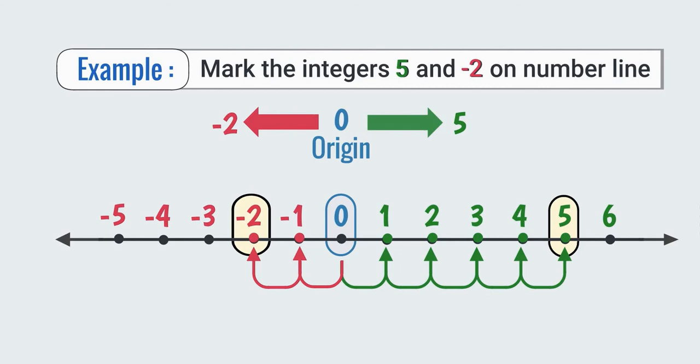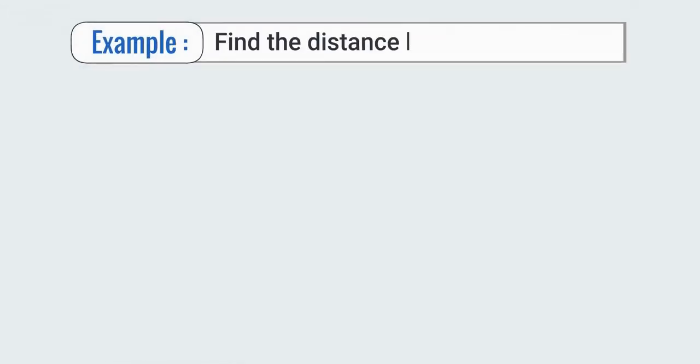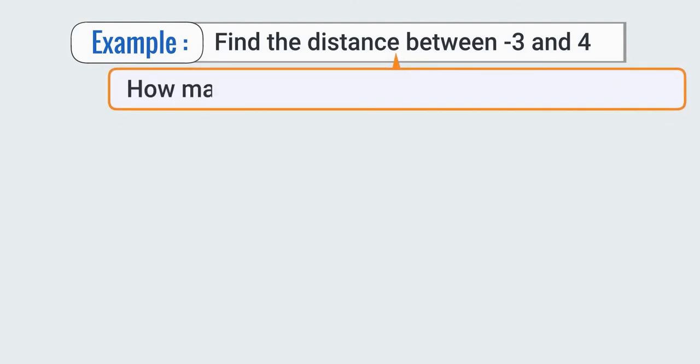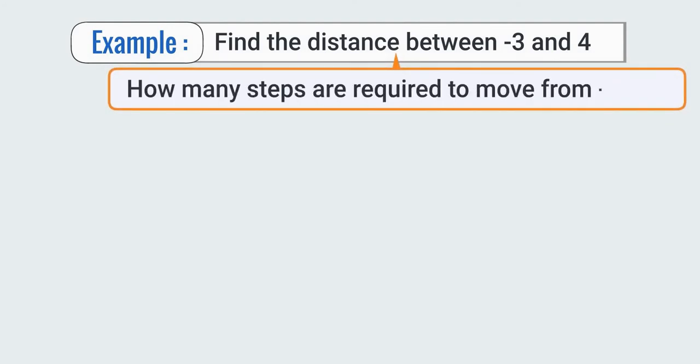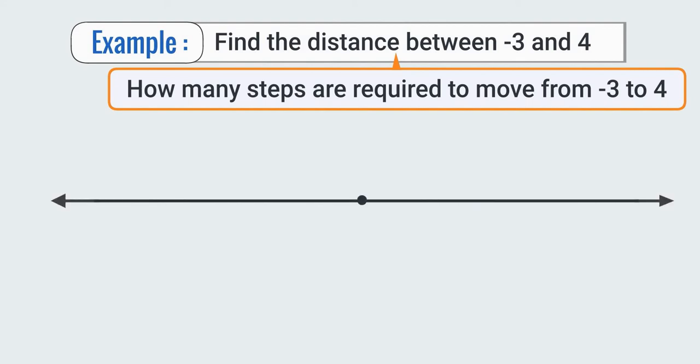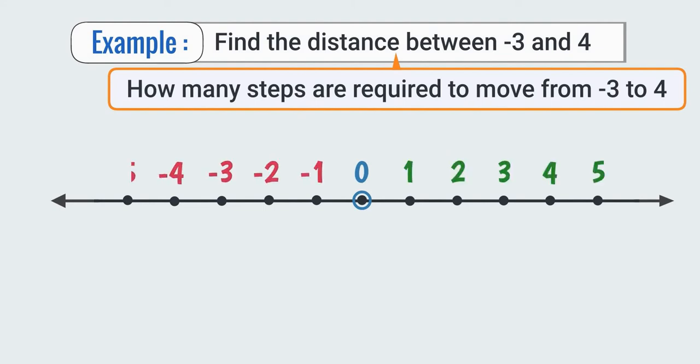Next example. Find the distance between -3 and 4. The same question can also be asked like this. How many steps are required to move from -3 to 4? To solve this, we will draw a number line and take suitable number of points on it. Select a suitable origin and mark it as 0. Write positive integers towards right and negative integers towards left of 0.